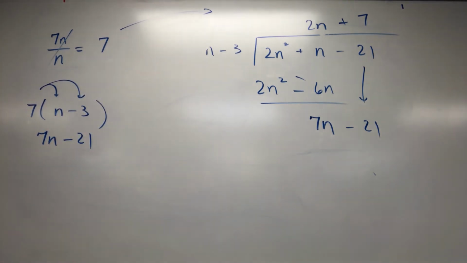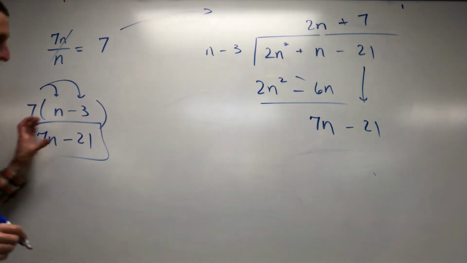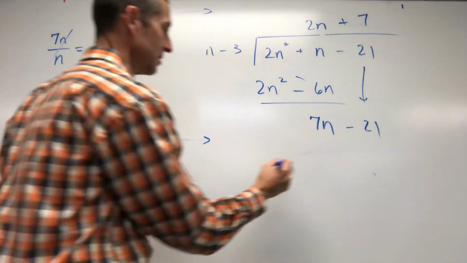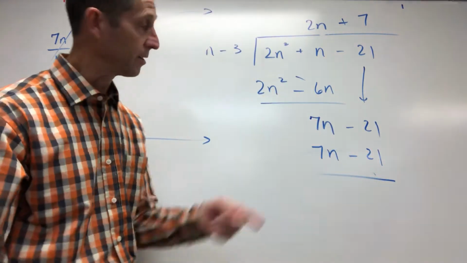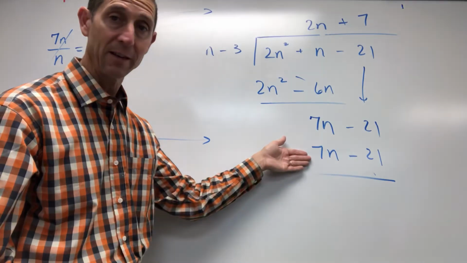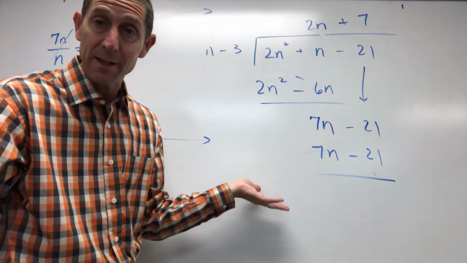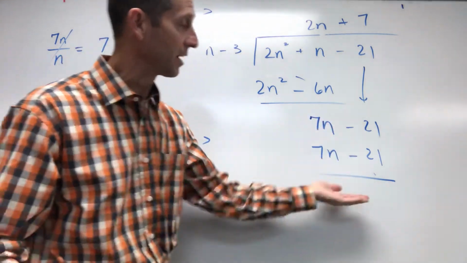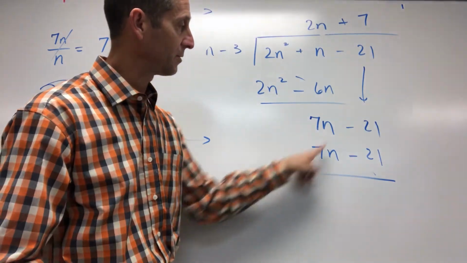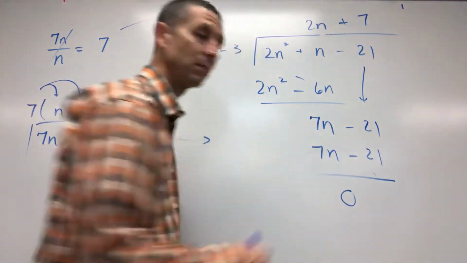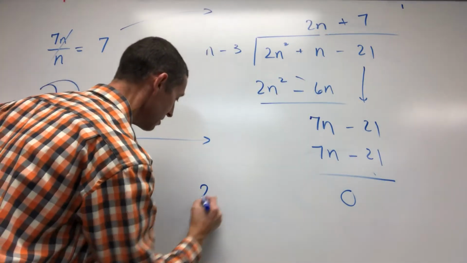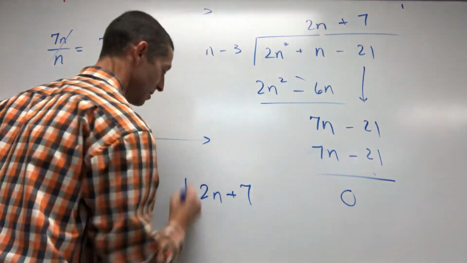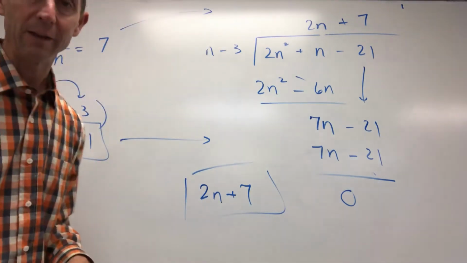When you multiply through, you get 7n minus 21. Grab your 7n minus 21, slide it in underneath. You've done this correctly if this 7n and that 7n are exactly the same, they are. They cancel out. Oh, all that cancels. 7n minus 7n, 21 minus 21, remainder is 0. So what we have up here, the 2n plus 7, that's going to be our final answer.